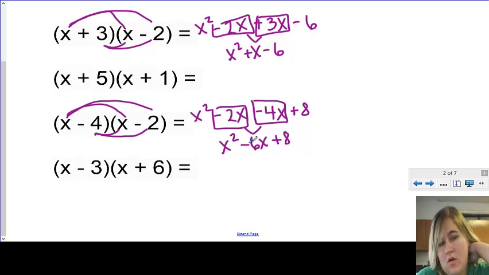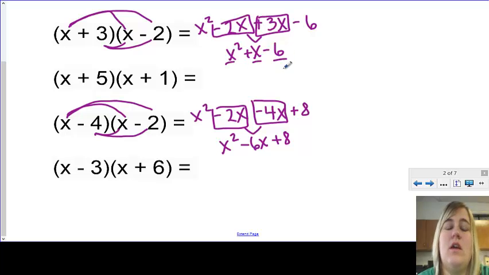Okay? So what we're going to be doing is going from these trinomials, because it has 3 terms, 1, 2, 3, and we're going to take it back to this product of binomials. So go ahead and practice your foiling on those other two.